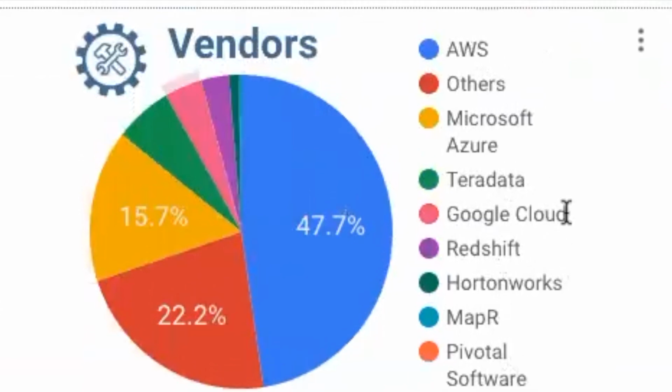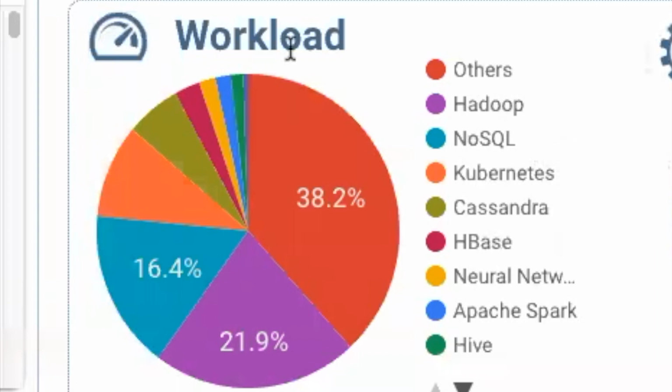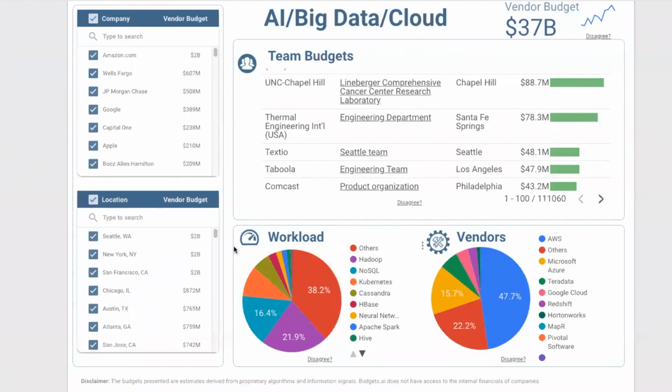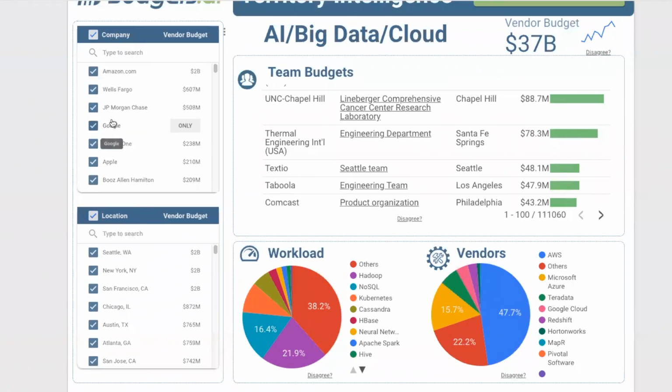And what is this budget being spent for, right? What are some of the top areas of the spend, what we call workload. So when the budgets are spent, typically we hear things like Hadoop, Kubernetes, NoSQL. These are the areas where that money is being spent across these vendors. And so on the left side, you will see the list of companies, all the companies and how much money they have spent.